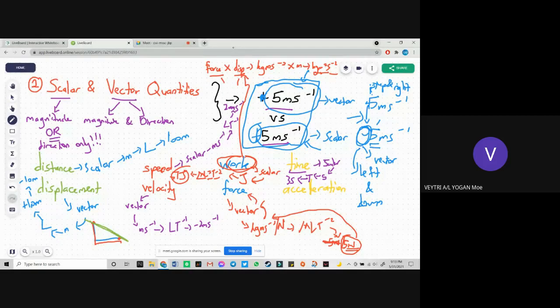Now, acceleration. You guys have learned too. Acceleration is a vector quantity. Now, the unit for acceleration is ms negative 2. You will have a dimension of lt negative 2. Example of acceleration 3 ms negative 2 or negative 3 ms negative 2. Alright? Any questions before we move on, guys?